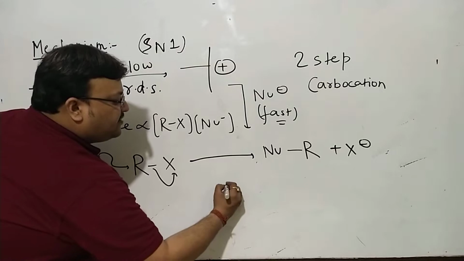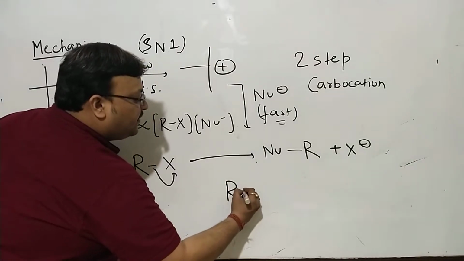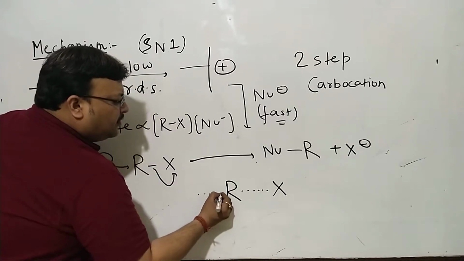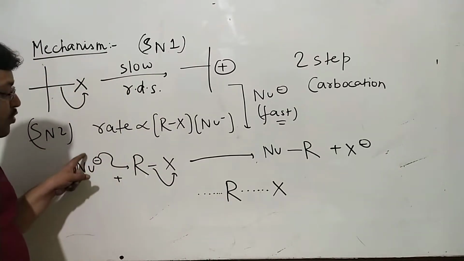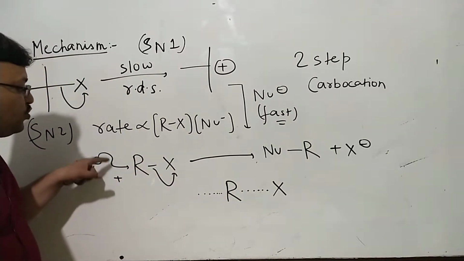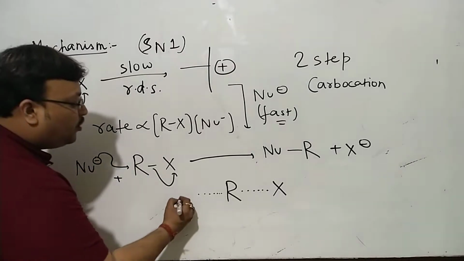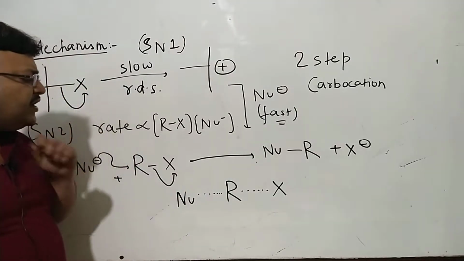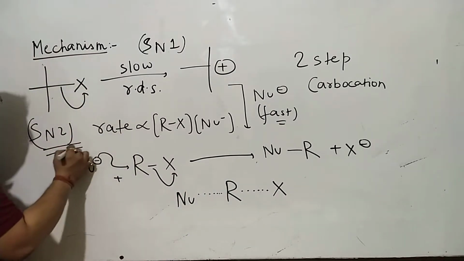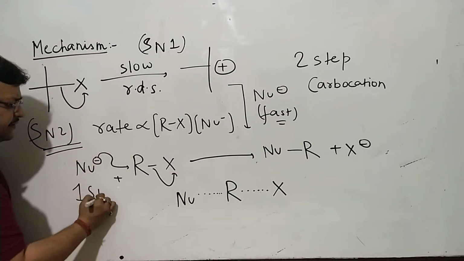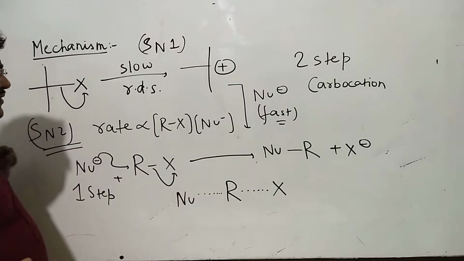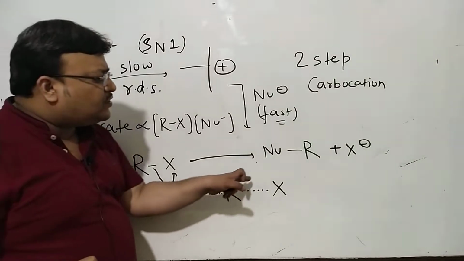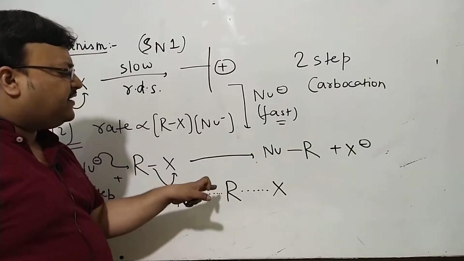Now, how do you draw a transitory state? In transitory state, you draw the bonds which are about to be made or about to be broken. This is a bond which is about to be made. It's a bond which is about to be broken. And you believe in SN2. It's a one-step process. Where no carbocationic intermediate is found, and this is called the so-called transitory state.